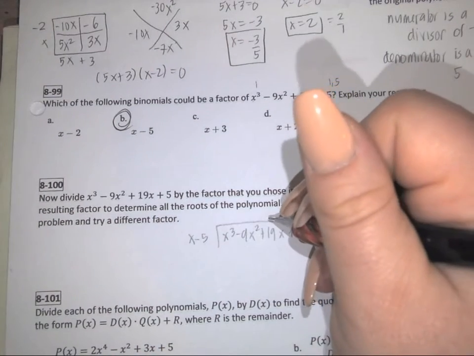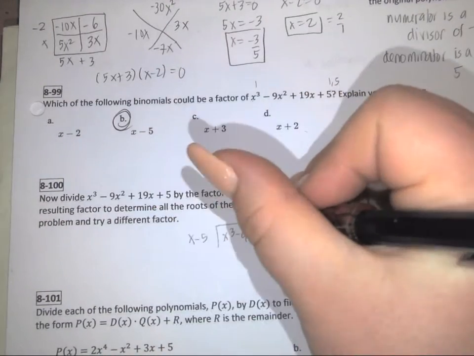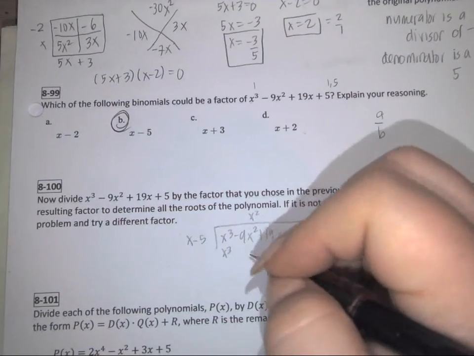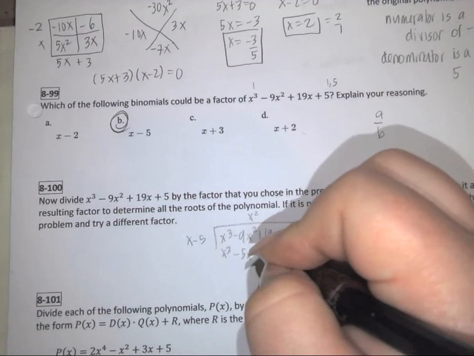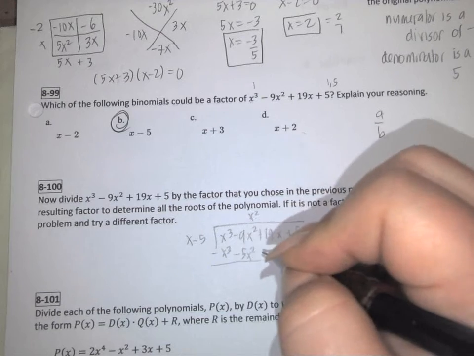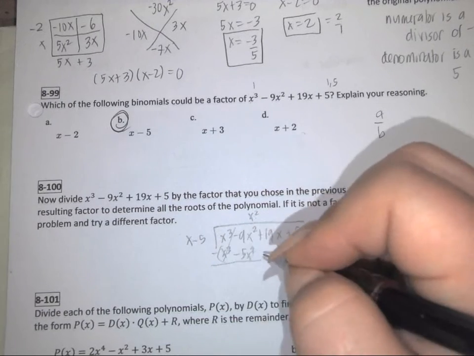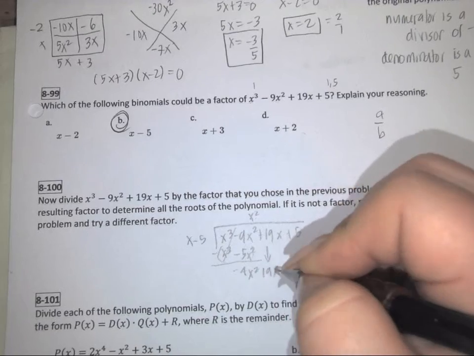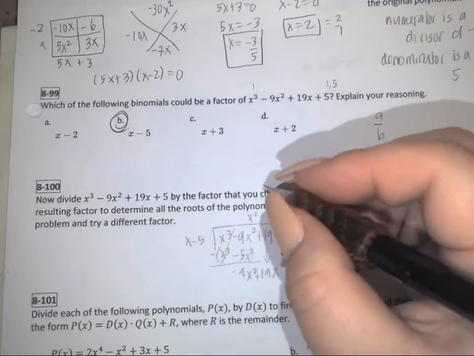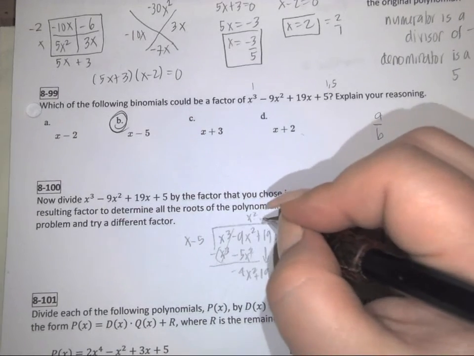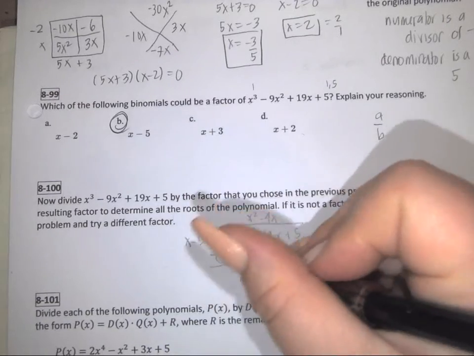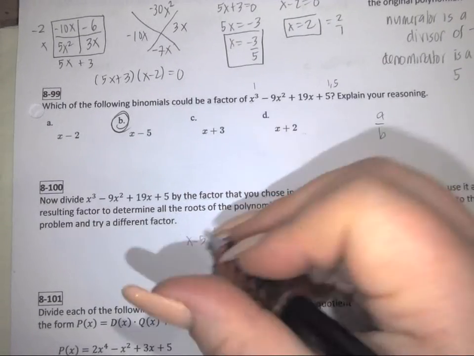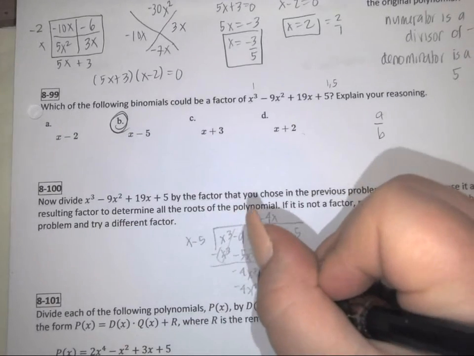So x times x squared is x cubed, and then x squared times negative 5 is negative 5x squared. Then you subtract them, and you get negative 4x squared. Bring down the 19x, and then negative 4x times x gives you negative 4x squared. So then that's negative 4x squared, negative 4x times negative 5, that's 20x.